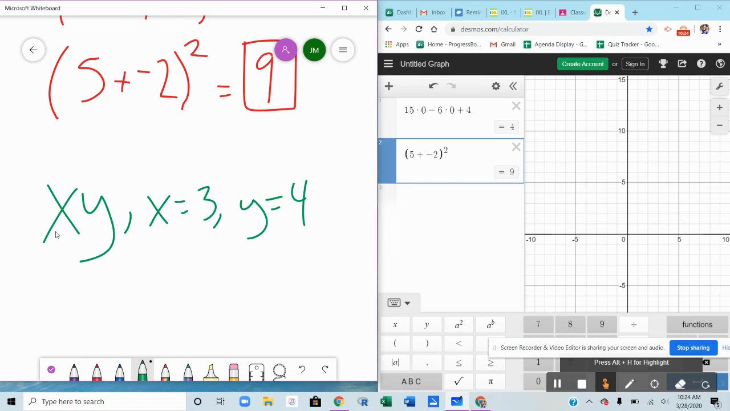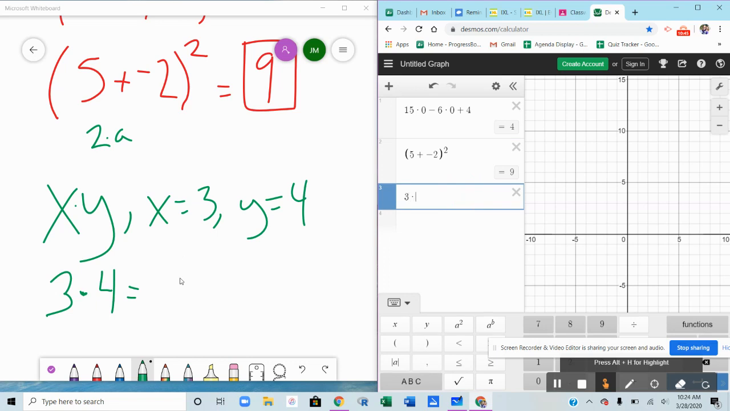Same thing where we said if there's a number next to a variable, so like when we had that 2a, then that's 2 times a. Same thing here, when you have two variables side by side, there's an imaginary times sign. So you're going to take your x value of 3, the imaginary times sign, the y value of 4. And then same thing, you can type it into Desmos if you need to, or in your calculator. 3 times 4 is 12.